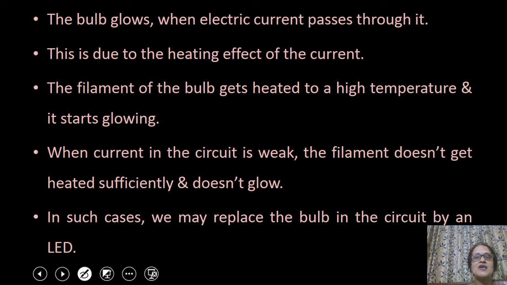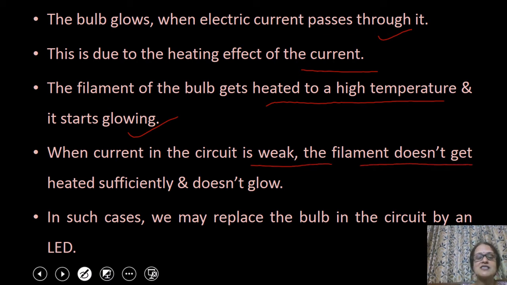So now we have discussed this activity, and children, remember that the bulb glows when the electric current passes through it. What is the reason why the bulb glows? The reason is the heating effect of the current. The filament of the bulb gets heated to a high temperature and it starts glowing. So when the current in the circuit is weak, the filament doesn't get heated sufficiently and it will not glow. In such a case, we have to replace the bulb in the circuit by an LED. We have to take an LED.